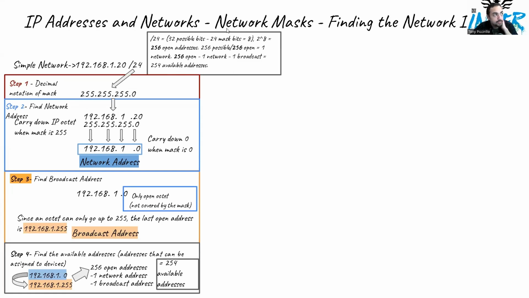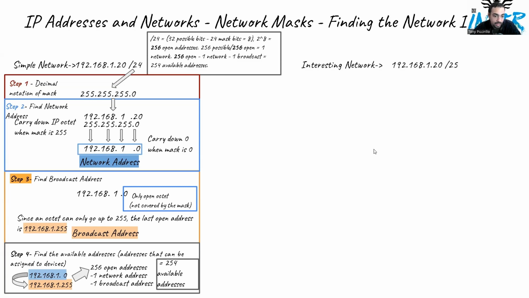So we found that all out just using this notation here, the /24, just using a mask. We got all that information. So that was a simple network, right? What about what I call interesting networks, networks that aren't as simple, like the last example we had on the other slide?